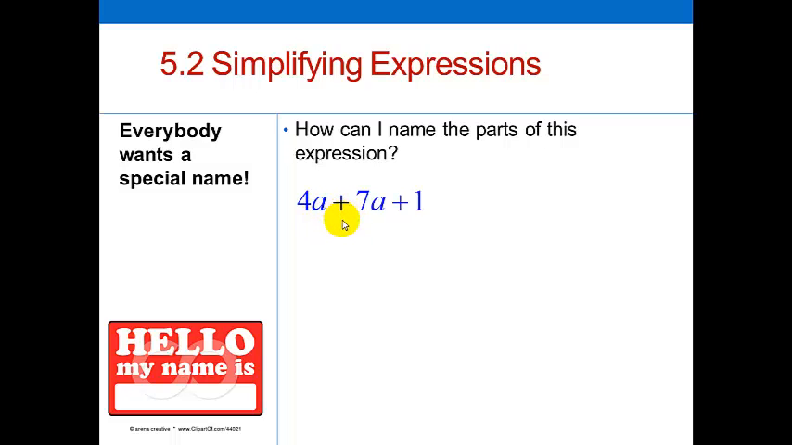This is an addition sign. This is a 7. This is the variable a again. It's addition. This is 1. But they're not happy with those names. They want something more specific. So mathematicians made them happy and gave them additional names.